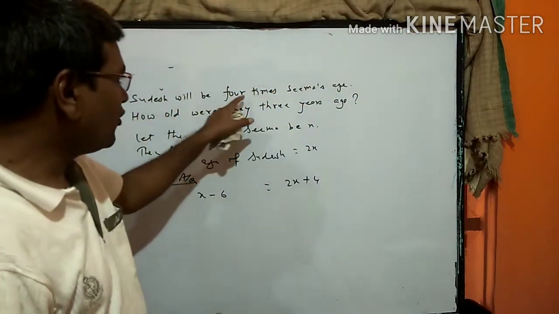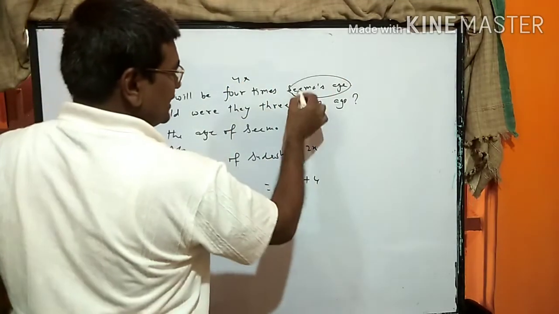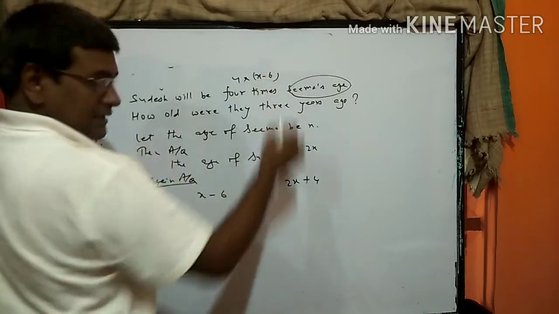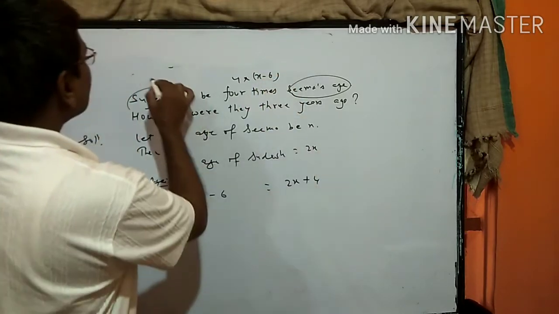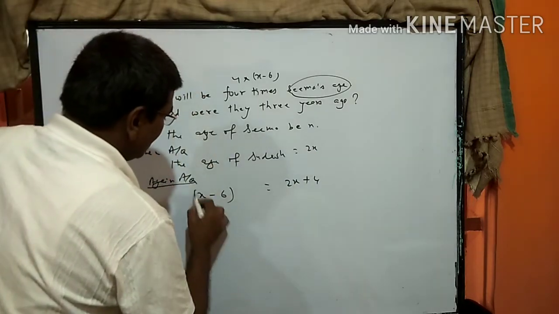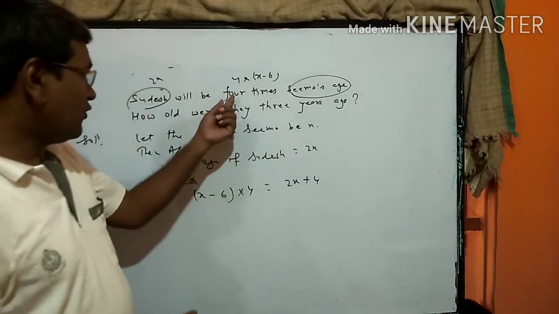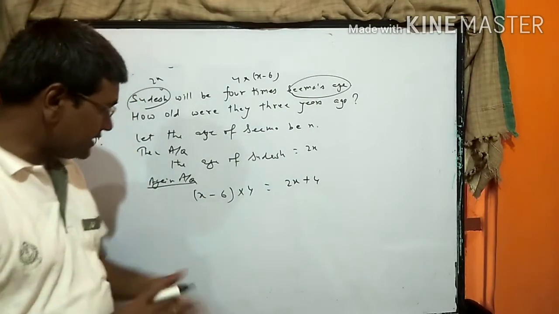Sudesh will be 4 times Seema's age. Seema's age is now x minus 6. And Sudesh is 2x plus 4. So you are multiplying it by 4, 4 times Seema's age.